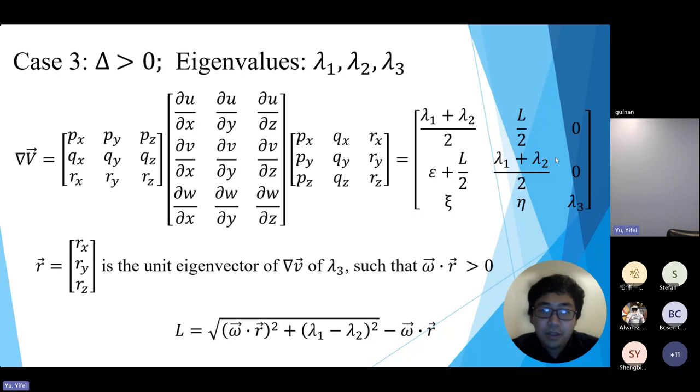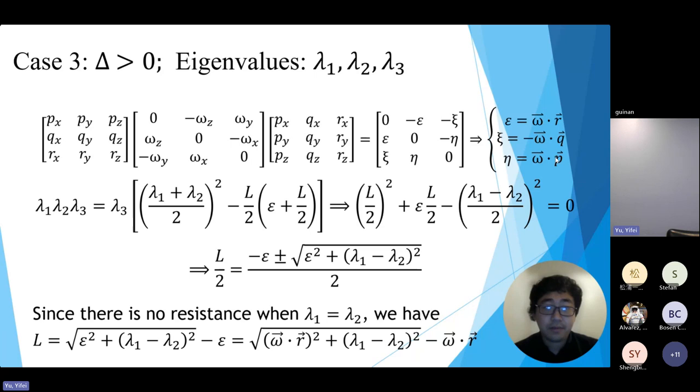Also, to make partial U over partial Z and partial V over partial Z be 0, we still require R to be a unit eigenvector of nabla V with respect to lambda 3, and we still require omega dot R to be positive. Here, L can be calculated by the following equation. L equals the square root of omega dot R squared plus lambda 1 minus lambda 2 squared, minus omega dot R. Now let's look at how we derive this formula.